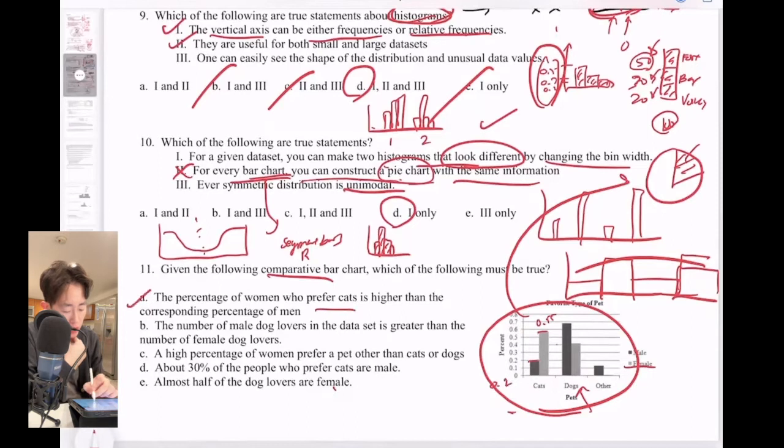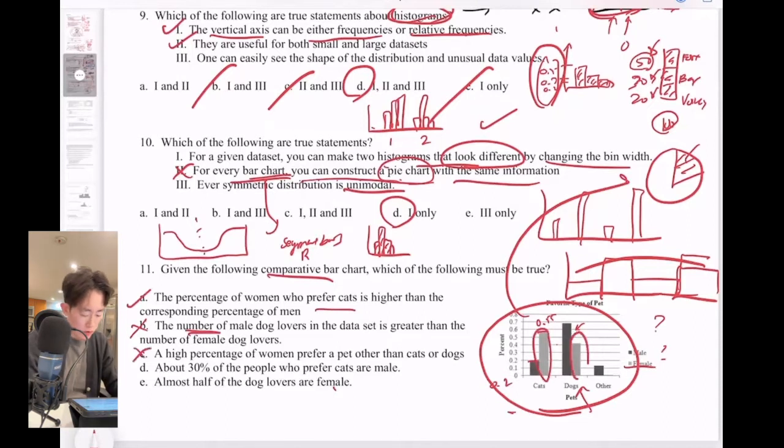The number of male dogs. First of all, let's eliminate that. You have no idea how many male or female students or people there are. They just tell you what percentage of those people prefer dogs or cats. It could be 100 males versus 300 females or vice versa. Who knows how many males or females there are? So the number you can't tell exactly. A high percentage of women prefer a pet other than dogs or cats. I don't think so. I think every female picked either dogs or cats.